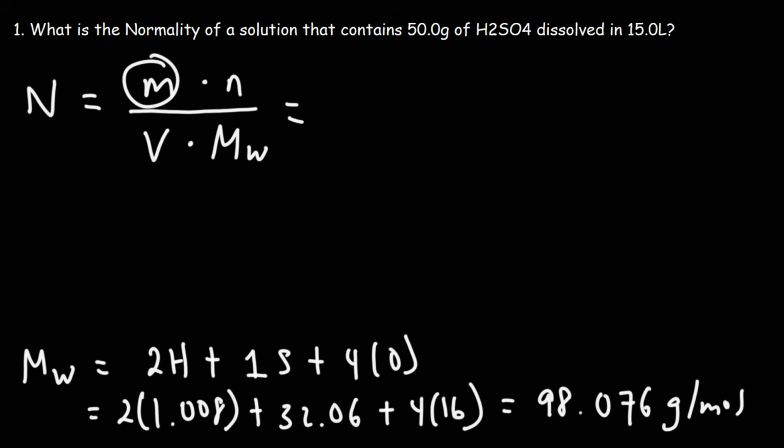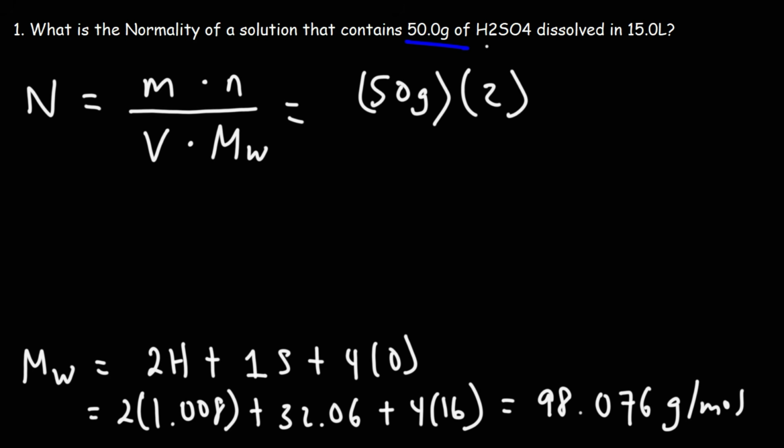So first we have M. M is the mass of the solute. The solute is H2SO4. We're assuming that it's dissolved in water, but we really don't need that in this problem. But we know the mass is 50 grams, that's M. We've already decided that N is 2. There's 2 protons in this acid per formula unit. Now the volume is already in liters, which is good.